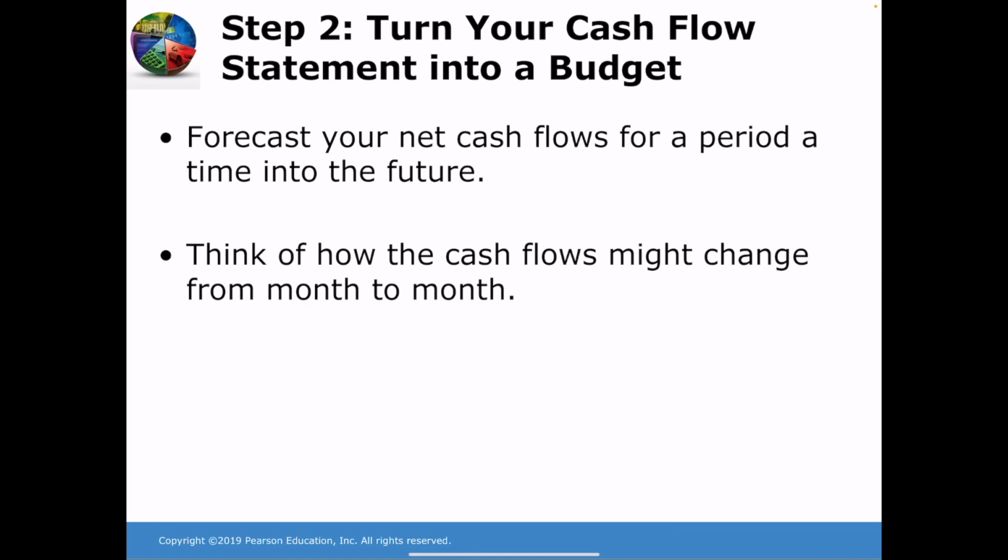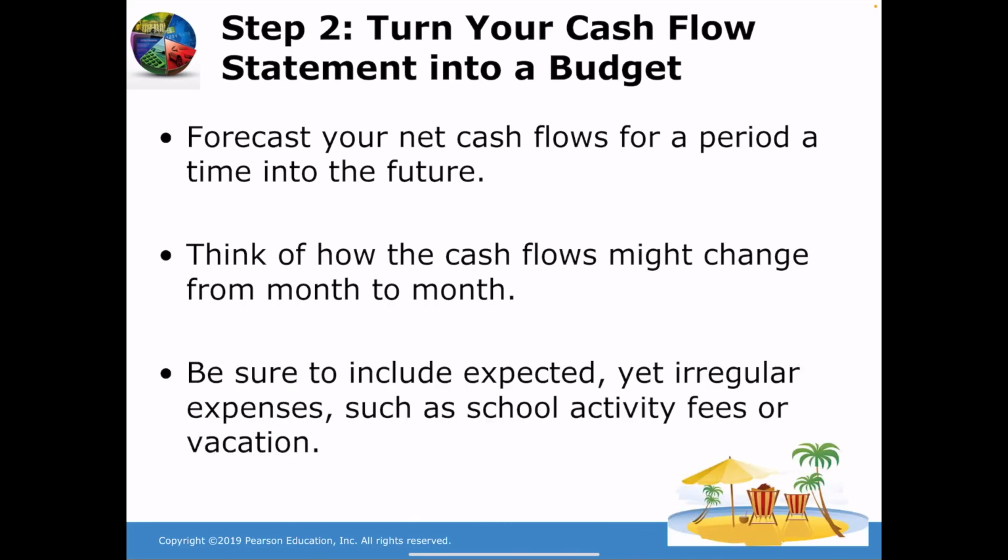Do you think that you have changes from month to month? And then think of your parents and some of the changes that they have in cash inflow and outflow throughout each month. Be sure to include expected yet irregular expenses such as school activity fees or vacations. Keep in mind your parents will have to remember that in August they have to pay some activity fees, or maybe you have a huge vacation plan sometime throughout the year.